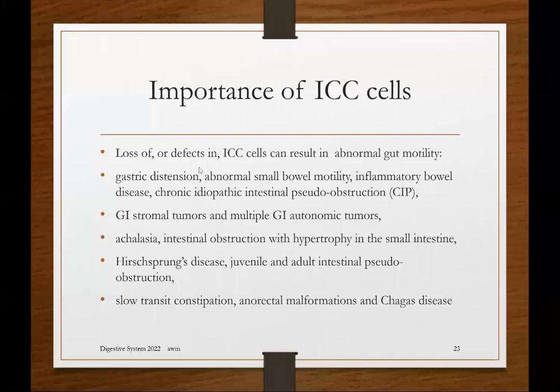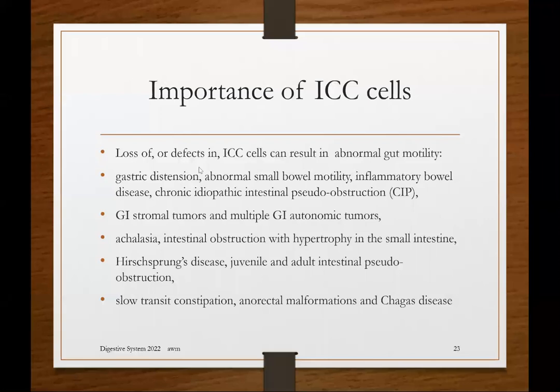Cajal, and we said that these are like pacemaker cells, very similar to the Purkinje cells in the heart. And what happens is that in each region of the gut, you've got a set of interstitial cells of Cajal that generate the rhythm for that particular region. Remember, we said that in the stomach, the antrum, the slow waves are more.